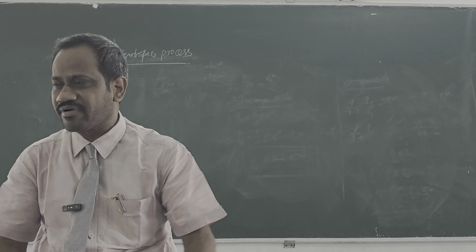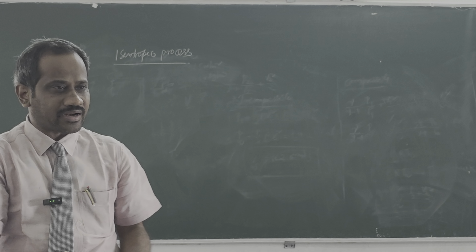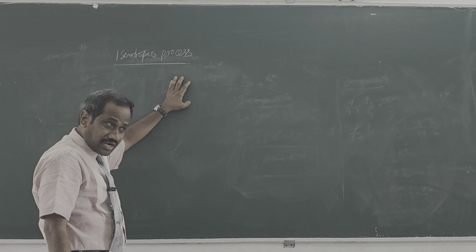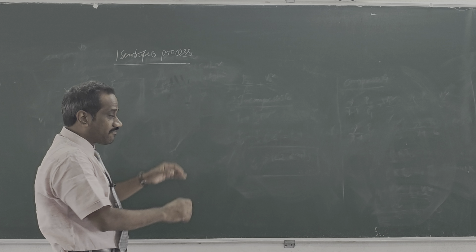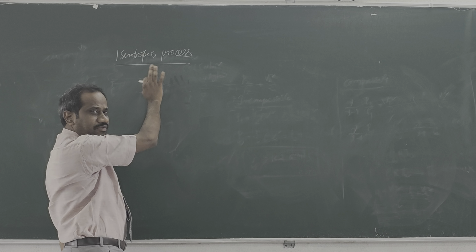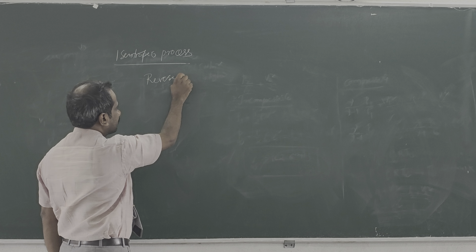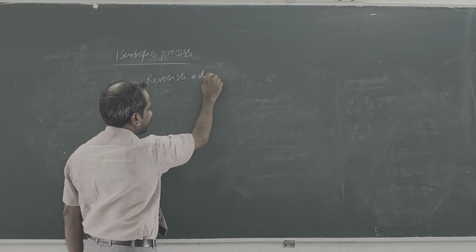Formulations are completely different. So the most familiar process is the isentropic process. Isentropic process is also called a reversible, ideal process. It is an ideal, reversible adiabatic process.